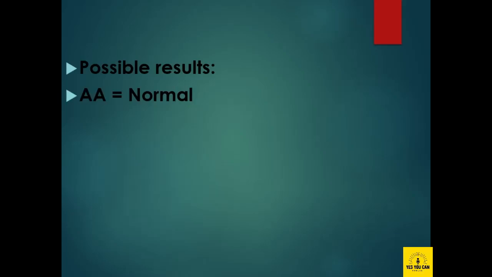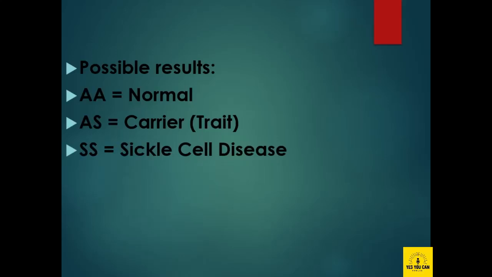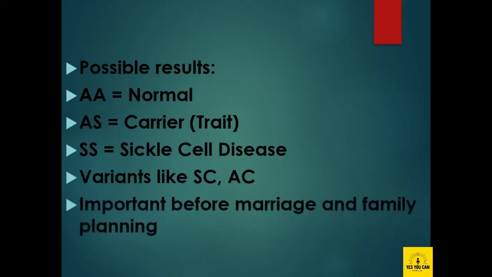Genotype testing usually involves testing the blood to check for the particular type of hemoglobin found in the blood. During genotype testing, some of the possible results we have are AA, which is normal hemoglobin, AS, which is a carrier trait, and SS, the sickle cell disease. We also have other variants such as SC and AC, which we'll talk about in our subsequent episodes. This is important before marriage and family planning, to help couples or people intending to marry choose wisely.